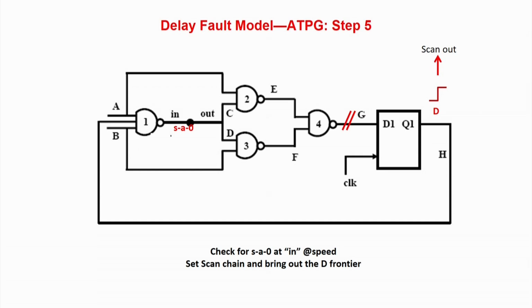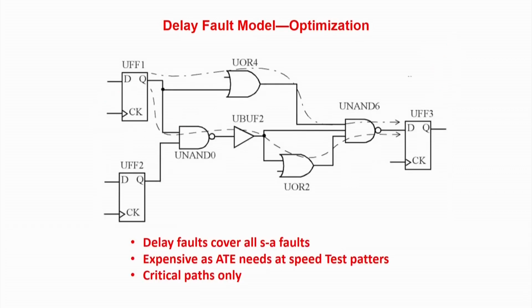So, basically the value of D was latched and you are putting it to the scan out, which you can again do at a slower pace. The only problem is the application of the test pattern at the input at a very fast rate, but all the others, like the D frontier you are taking out to the scan, can be a very slow approach. So, only this is where the cost comes. But anyway, we are talking about the optimization.